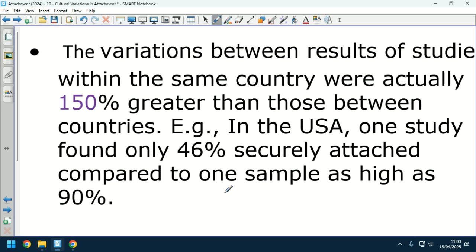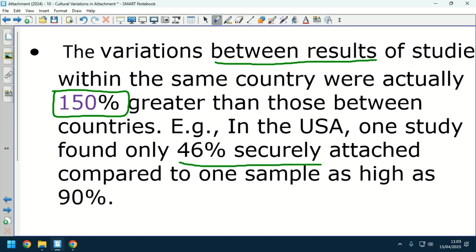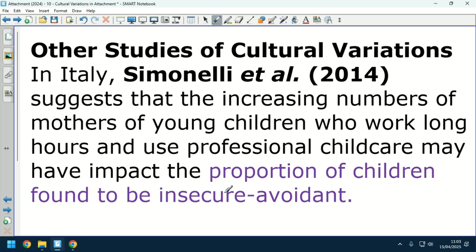Now, we also find that there is great variation between results within the same country. So, for example, there is a 150% difference between studies in the US, where we have one study having only 46% securely attached children compared to another one that had 90%. So therefore, this may be something that we can look at in terms of the evaluation, in terms of the criticism of this particular study.